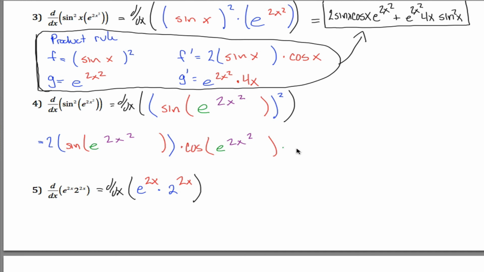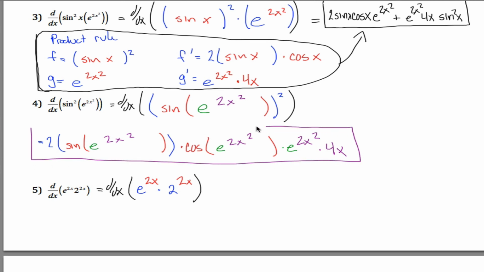I got e to the 2x squared. Well, for just e to the x, the derivative would be e to the x. It's not, it's e to the 2x squared, so the derivative is e to the 2x squared times the derivative of 2x squared, which is 4x. You end up with this entire mess as your answer. Again, you can rewrite it if you really feel like it. Like, I mean, one thing that jumps out to me is that's 8x, but I wouldn't bother. Leave it just like that.